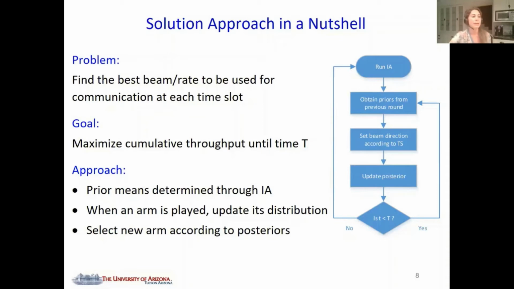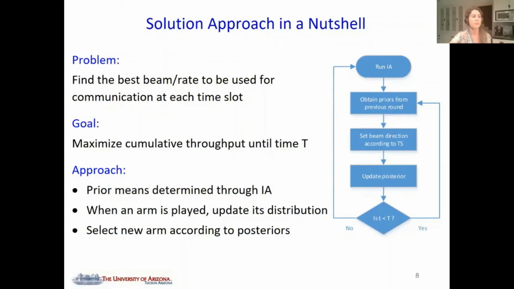And our goal is to maximize the cumulative throughput until time t. So Thompson sampling, as I just said, uses a technique called Bayesian inference. So we need some prior reward distribution associated with each arm. Then we know that these prior means, or this prior information, can be gathered through initial access, which has already been completed before we start our beam tracking technique.